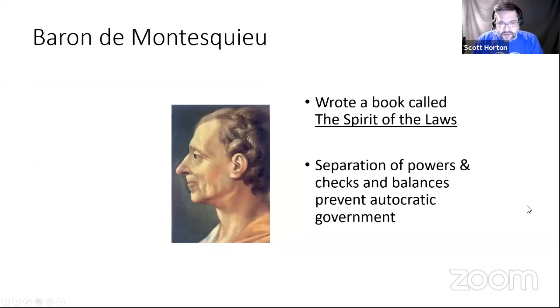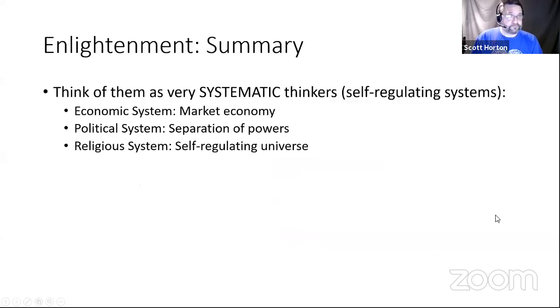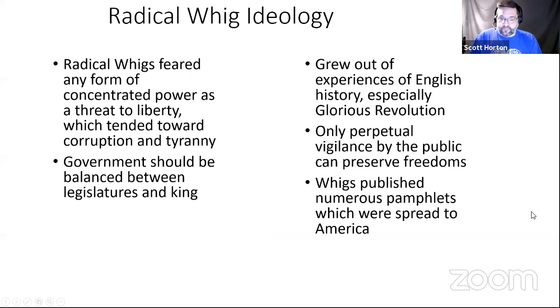Montesquieu, another Enlightenment thinker, whose ideas in The Spirit of the Laws really give us the basis of our Constitution: separation of power, checks and balances, the goal being to prevent autocratic government or one person being too much in charge. And radical Whig ideology, which is connected to that.